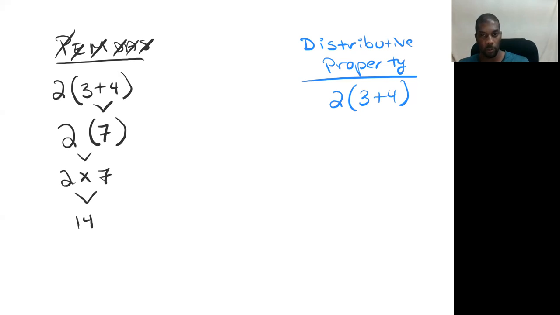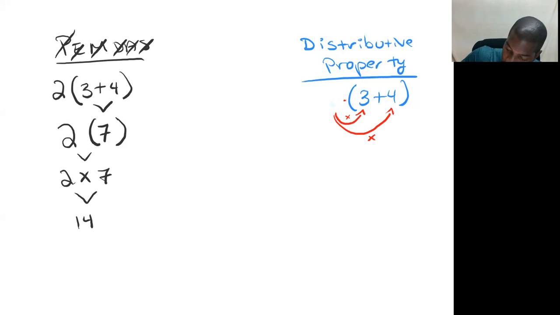Now let's use the distributive property. All right, so I know that this is saying 2 times whatever is in the parentheses. So what's in the parentheses? We have 2 times 3, and we have 2 times 4. Okay, I'm sorry for writing a 4 there. 2 times 4. We're going to distribute the 2 to the 3 and to the 4.